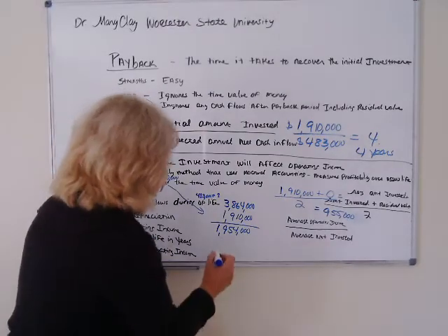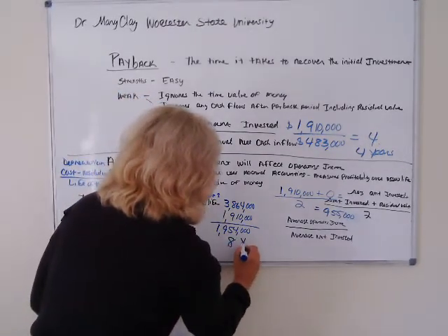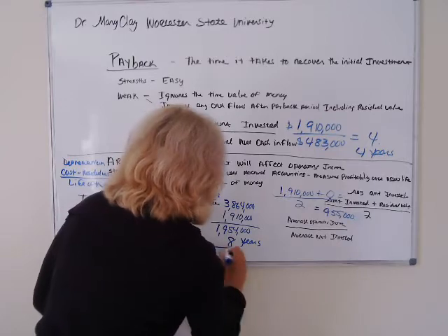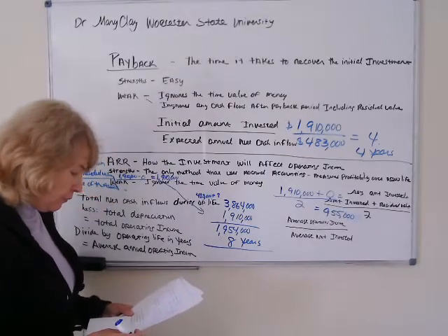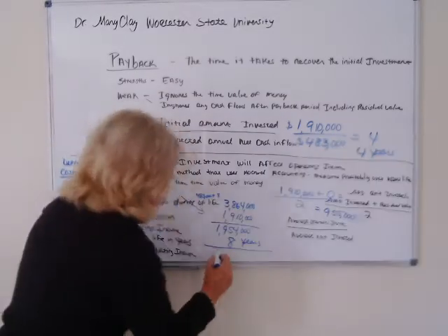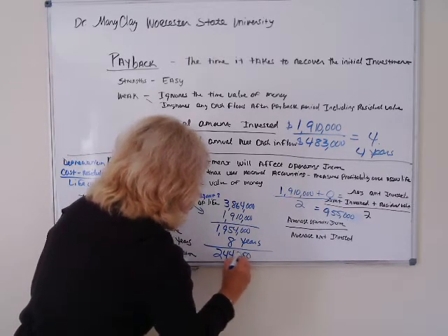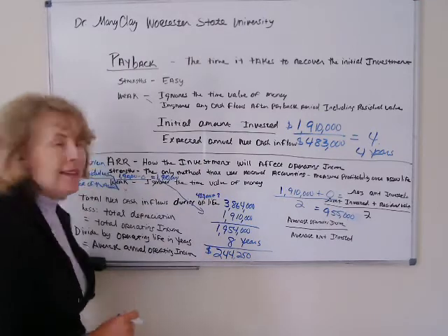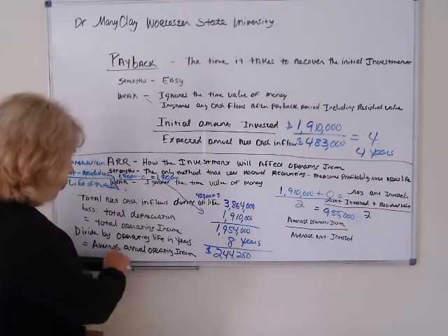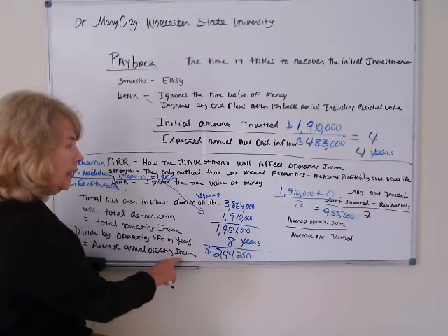Next, I'm going to divide by the operating life in years. This particular problem, they said it was 8 years. I divide that, 1,954,000 divided by 8 gives me 244,250. Okay, what is that number? That's the average annual operating income.